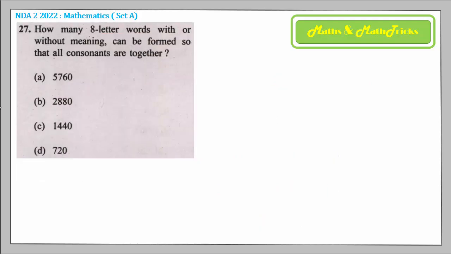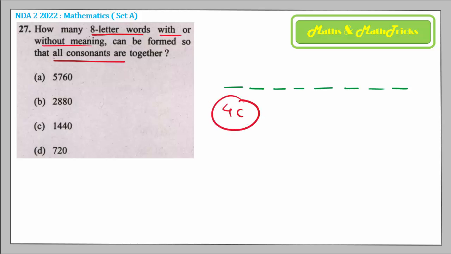Coming on to the next question for the same paragraph, they say make now 8-letter words again, with or without meaning, so that all the consonants are together. That means the 4 consonants out of the 8-letter word that you are making, you are grouping together. So 4 consonants you are taking as one object or one unit.